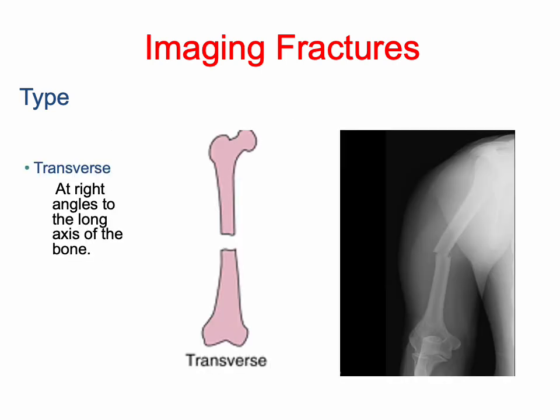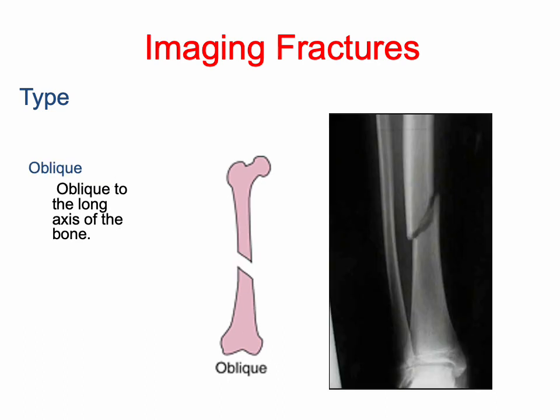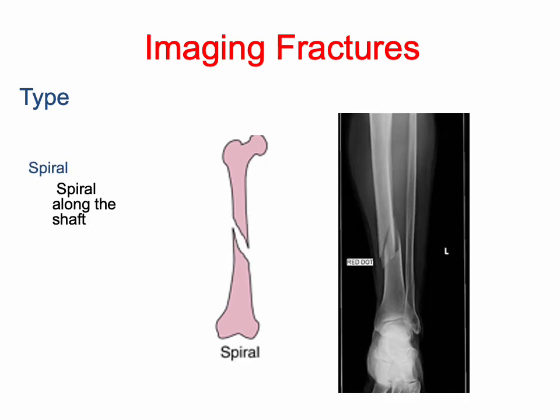So transverse is at right angles to the long bone. This is a transverse fracture of the mid-humeral shaft. Oblique is oblique to the axis of the long bone. This is an oblique fracture through the mid-shaft of the tibia. Spiral fracture: this is a spiral fracture of the distal tibia. It's sort of hard to conceptualize in two dimensions, but it's spiraling around the shaft of the bone.